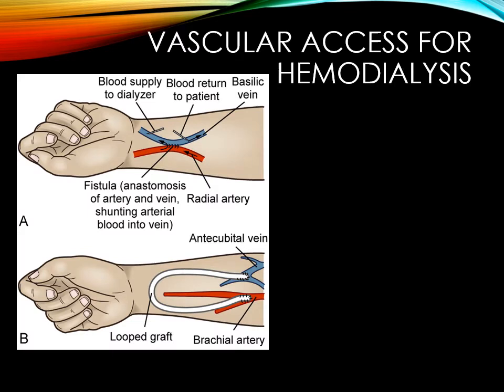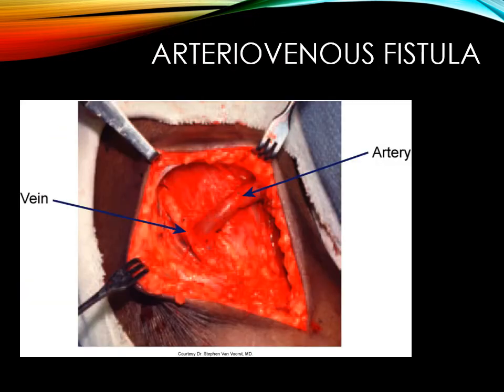This slide is just a graphic of what the fistulas look like, with A, the top one, being the arteriovenous fistula, and B, the bottom one, being the arteriovenous graft. This picture shows what the actual fistula looks like, created by anastomosing an artery and a vein. The fistula allows arterial blood to flow through the vein. The vein becomes arterialized, increasing in size and developing thicker walls.